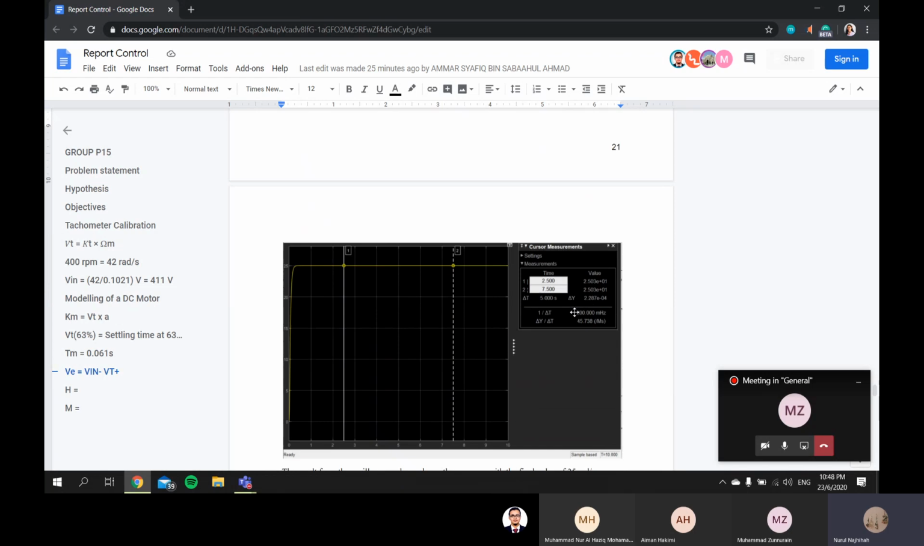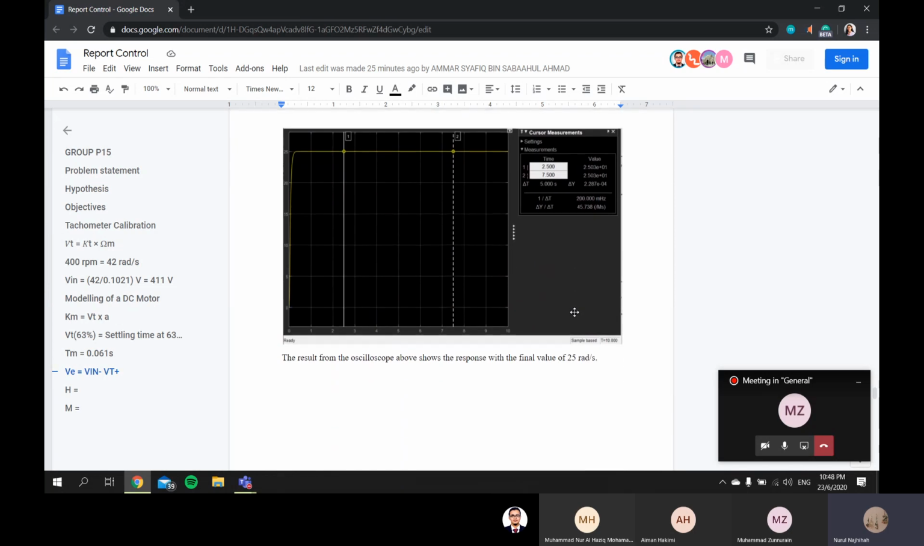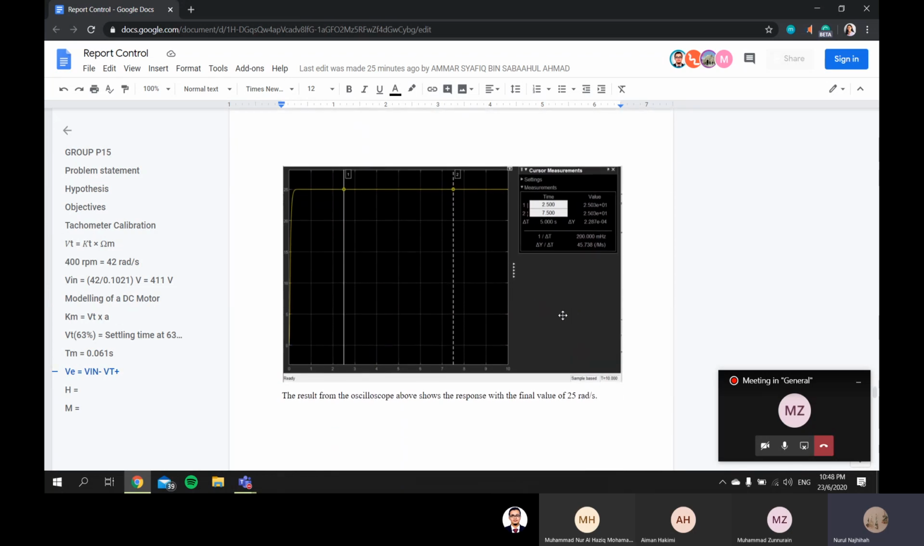As you can see from the oscilloscope graph, with the final value of 25 rad per second, there is no significant ripple in the diagram. We believe that even though we impose the system with a disturbance for time more than 5 seconds, it is not strong or visible enough to create a ripple in this graph. And that's it for my part.